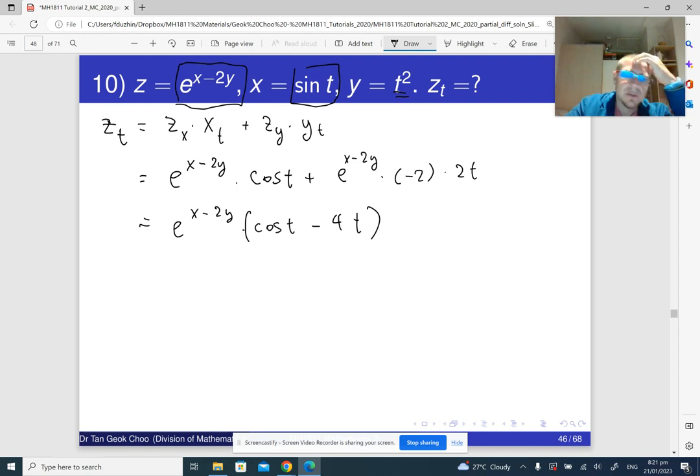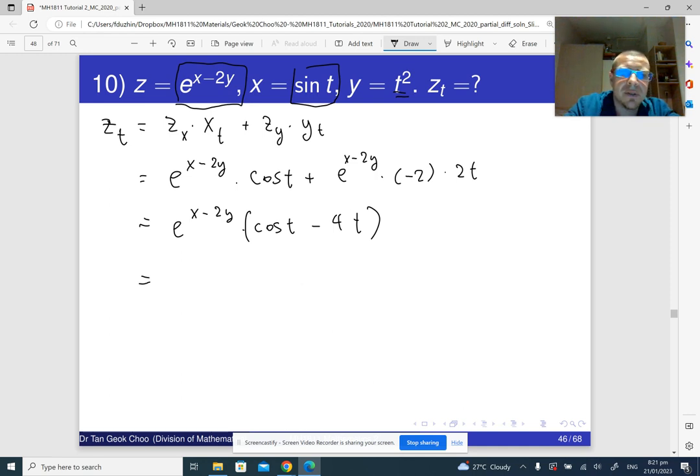All right, so one last detail is that it doesn't really make sense to have an answer that contains both x, y, and t because they're sort of like different collections of variables. So if we're differentiating z with respect to t, it means that the answer should be entirely in t.